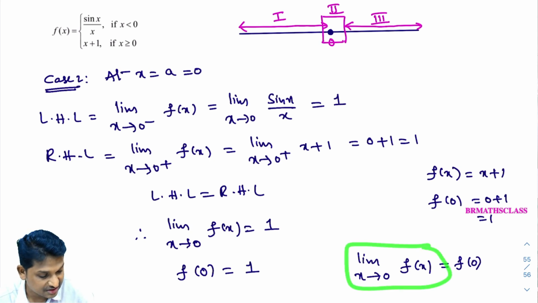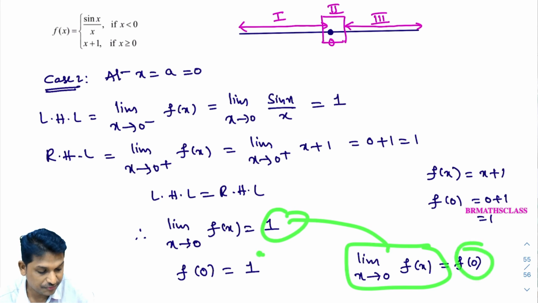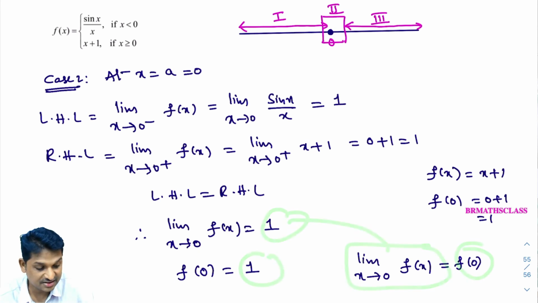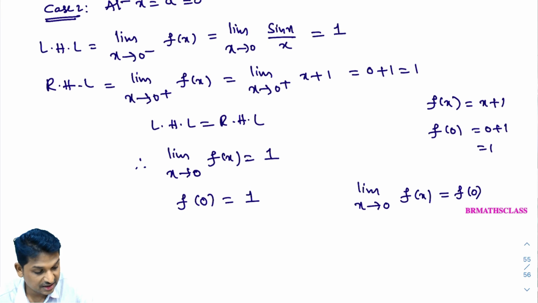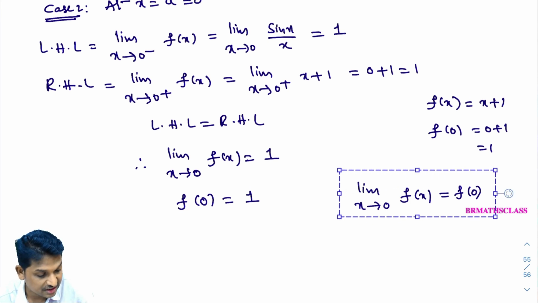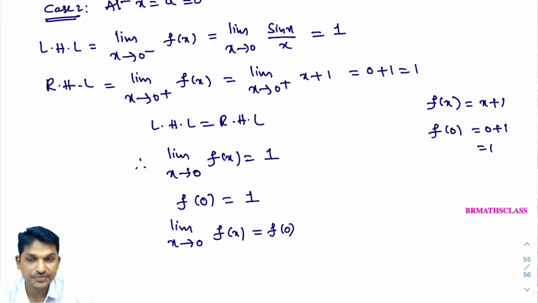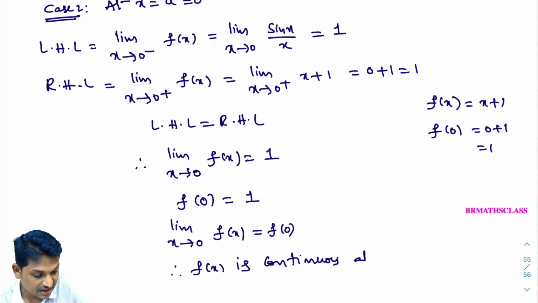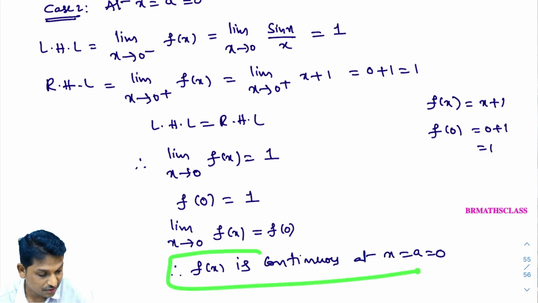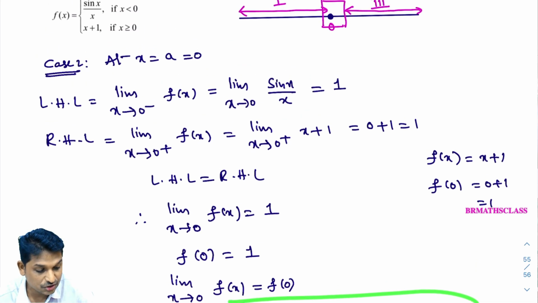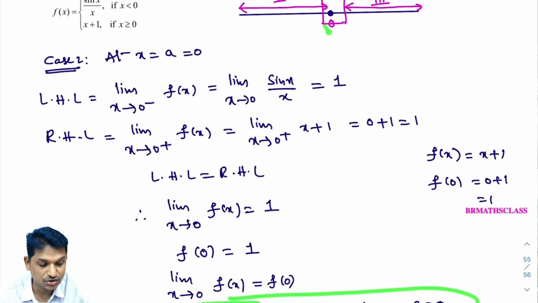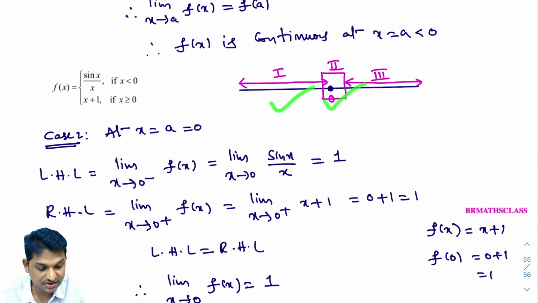So I calculated this one, it is 1. I calculated f of 0, that is also 1. So what I can say here? In case 2, therefore limit x tends to 0, f of x equal to f of 0. Therefore f of x is continuous at x equal to a equal to 0. I checked the continuity of the function in case 2 at 0 and got that it is continuous. So in case 1 also it is continuous, in case 2 also it is continuous.